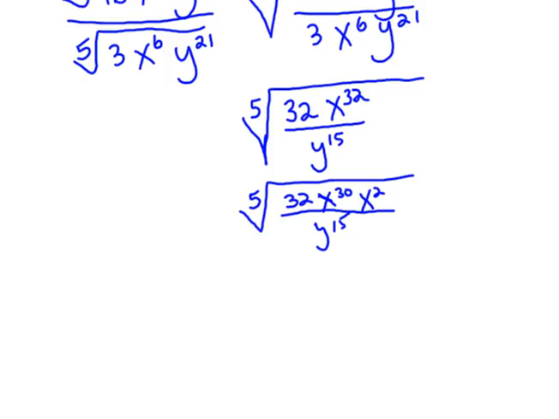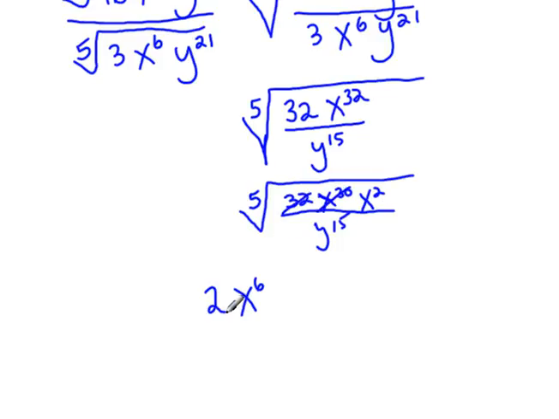Let's extend the page a little bit. Okay, so now I'm going to go ahead and take my fifth roots. The fifth root of 32 is 2. The fifth root of x to the 30: remember, the rule is 30 divided by 5, so that's x to the 6th. I can't take the fifth root of x squared, so that's going to stay under there. I use that one, they're gone.